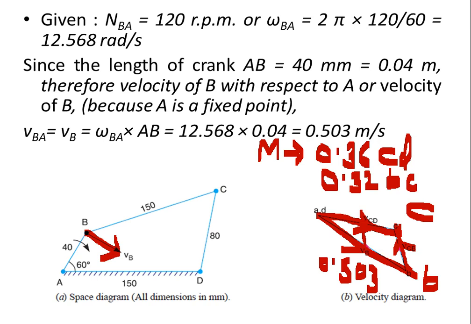What you take will not be the answer. What you consider as the scale is more important. So for 0.503, you have taken some scale, then I have to take the scale factor and reduce it back to meter per second only.